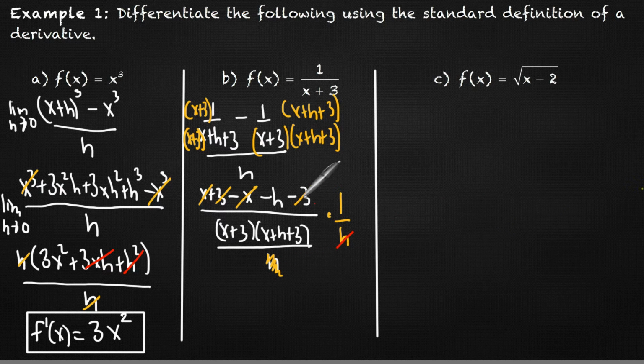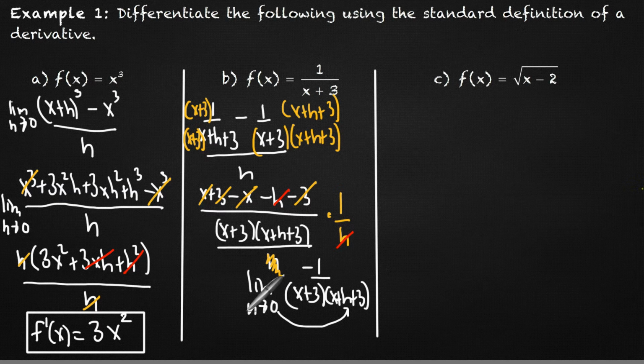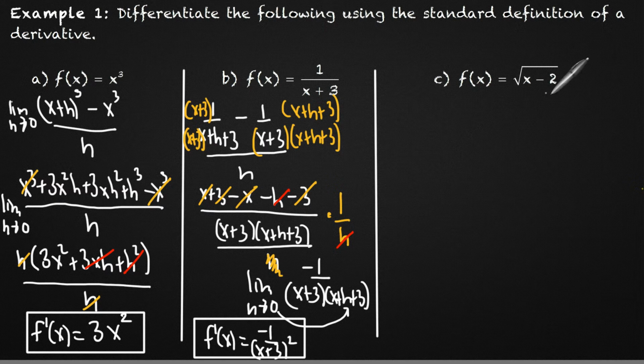And so now the h's are going to cancel, and we are left with negative 1 over (x plus 3)(x plus h plus 3). And now I'll bring in the limit as h approaches 0. Slap 0 in there for h, and we are left with f prime of x equals negative 1 over (x plus 3) squared, because when you get rid of the h, there are two x plus 3's down here, and there is your derivative.